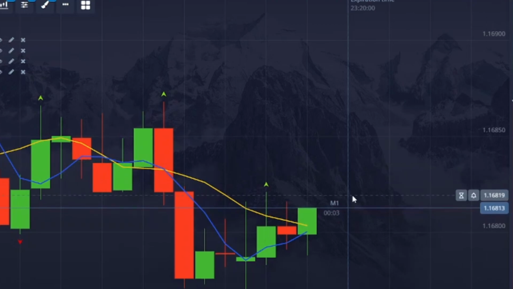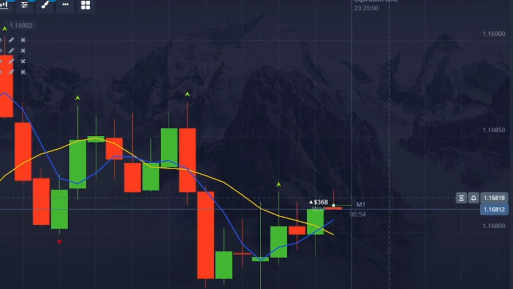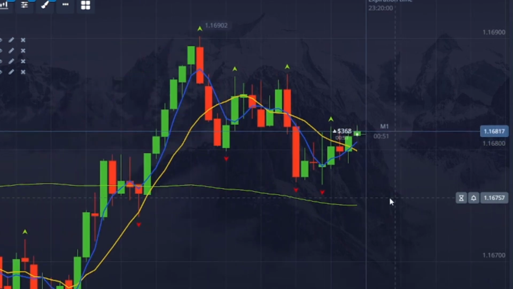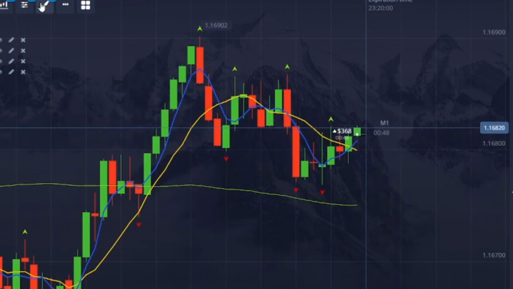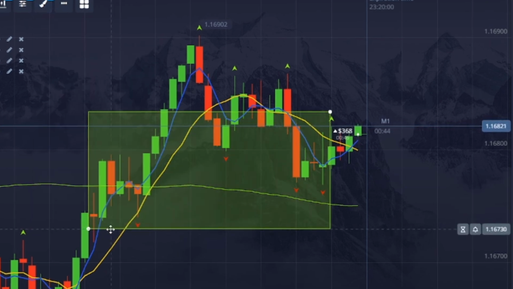I found another opportunity, guys. Let's go with the buyers. So I take my trade with the buyers. All our indicator rules have been met, and there's another thing I want to show you, guys.